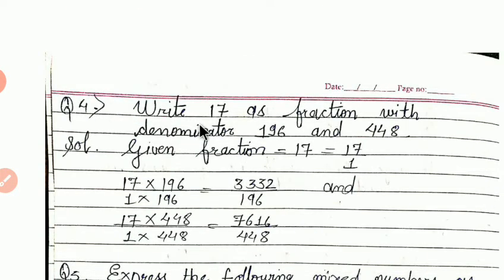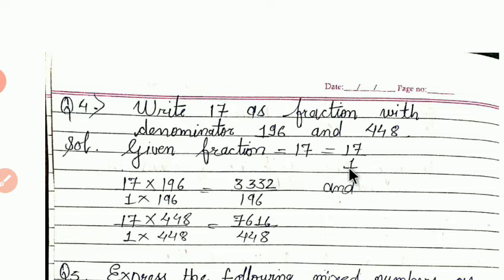Then question number 4. Write 17 as a fraction with the denominator 196 and 448. Here the denominator is not given, only 17 is given. So we can write it as 17 upon 1. Now we have to write 17 upon 1 with the denominator, meaning in the denominator we have to bring 196 and 448. Here 1 is already given.